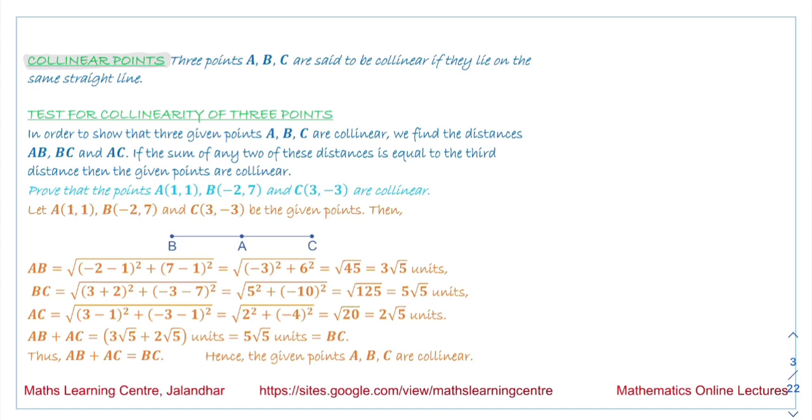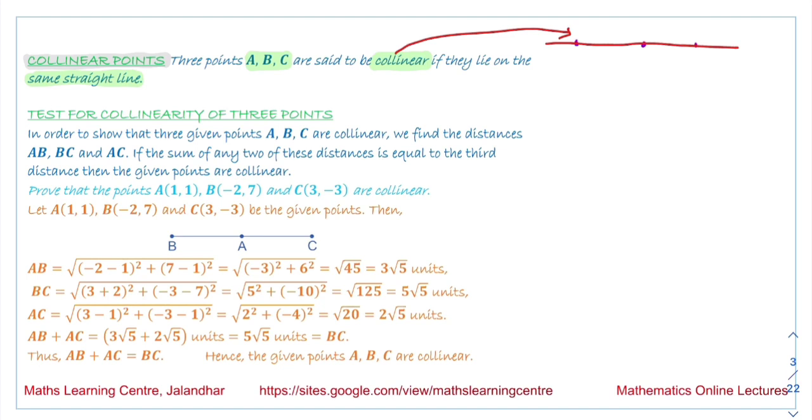Collinear means that if 3 points are given to us, the points A, B and C, these 3 points are said to be collinear if they lie on the same straight line. If we can find a line on which these 3 points lie, then we say that these 3 points are collinear.